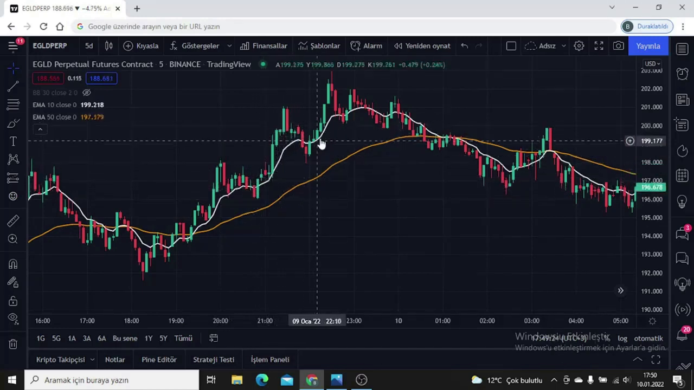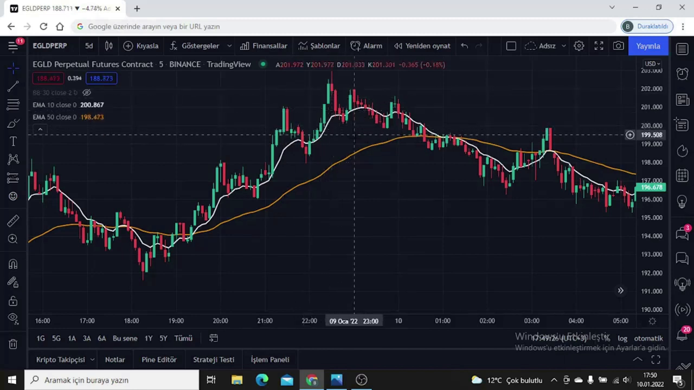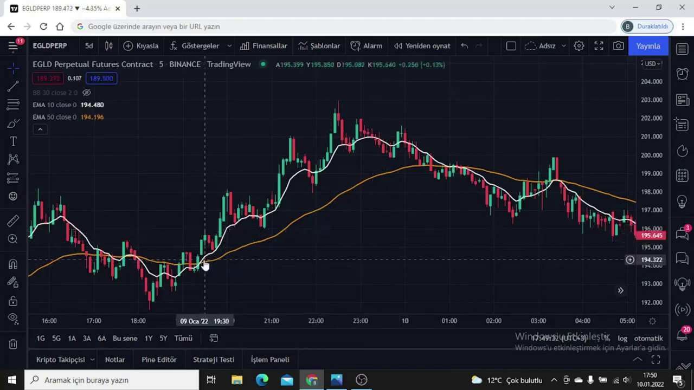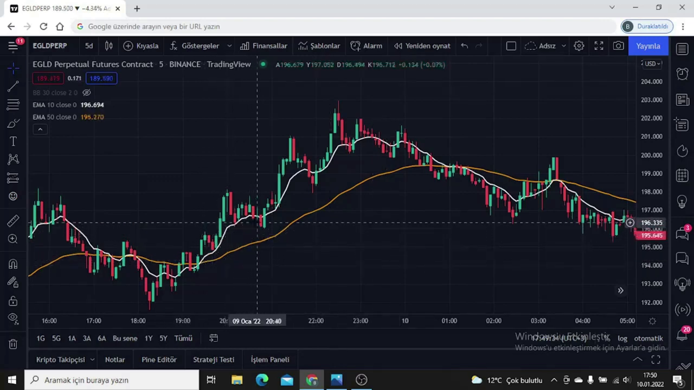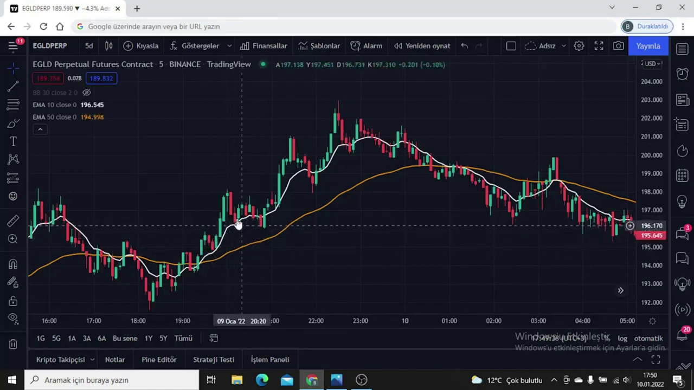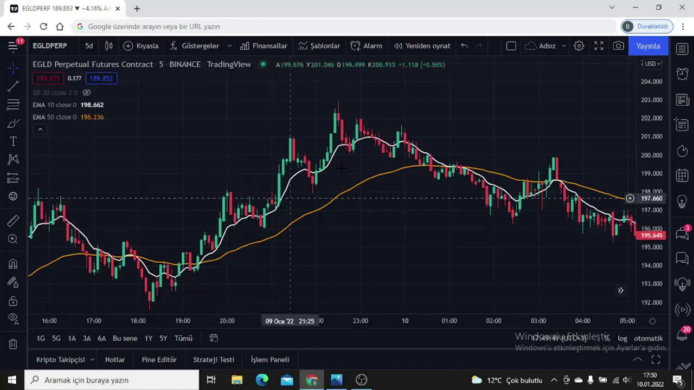Now friends, if you have the logic, that is when the 10 moving average intersects the 50 moving average upwards, and when the price closes below the 10 moving average and stops us and closes above it again, and you enter the transaction while these conditions are created, you can get profitable transactions. For example, as you can see here, there is a profitable transaction.